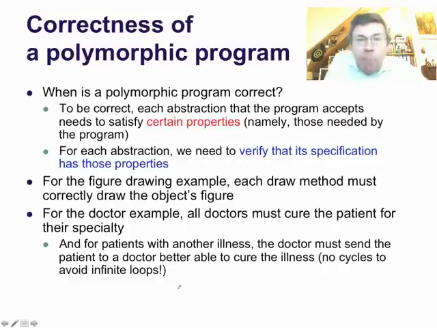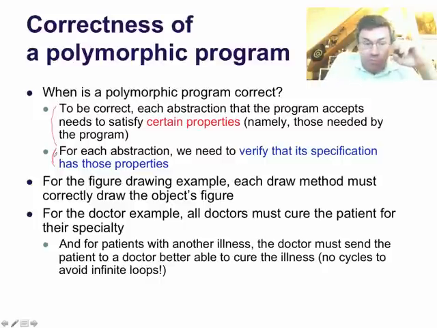So when is a polymorphic program correct? Because it's very nice to call a program with many different abstractions. We have to make sure that we're doing the right thing for all those abstractions. So the point is that each of the abstractions has to satisfy a certain property, the property that's needed by the program that will invoke it. So for each abstraction, we have to verify that its specification does indeed satisfy that property.